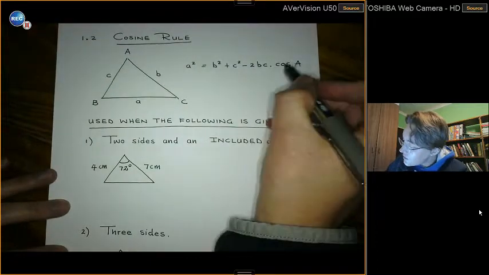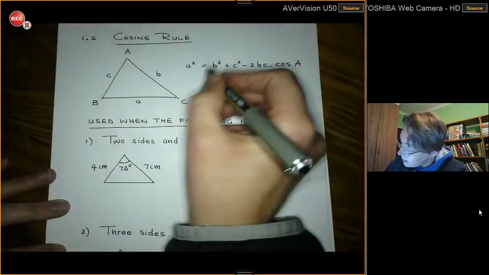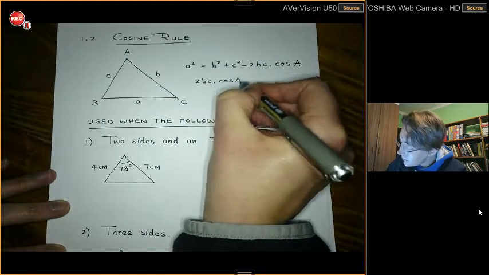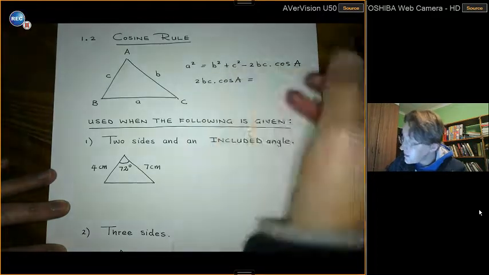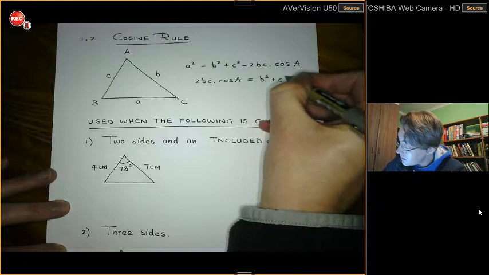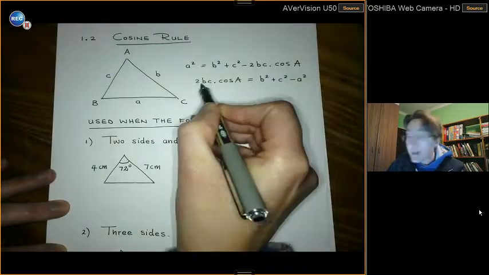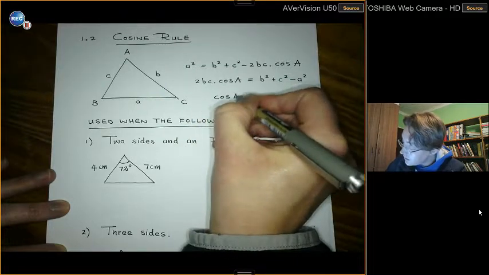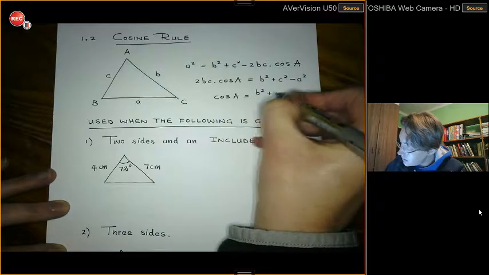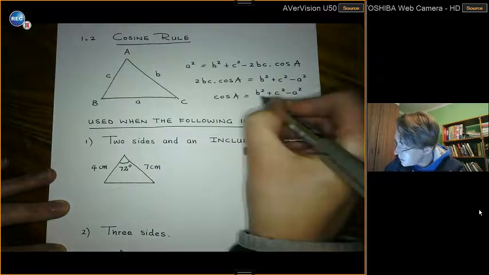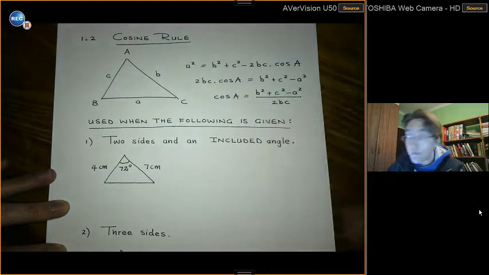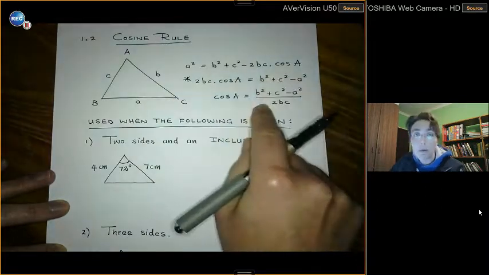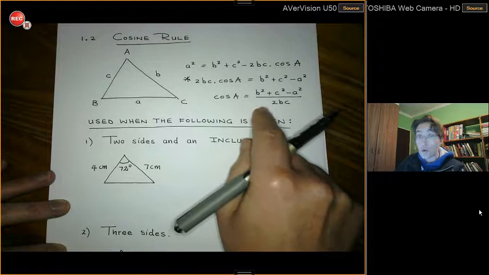But first we're just going to go and say, I can make cos of A the subject of the formula by saying, this is 2bc times the cos of A, which is then going to be equal to b squared plus c squared minus a squared. There you go. And then finally, I can just divide both sides by that 2bc. So pretty straightforward and easy adjustment, but like I said, I'm going to put an asterisk next to this. This is not on your formula sheet. You have to be able to do this adjustment on your own should you need it.